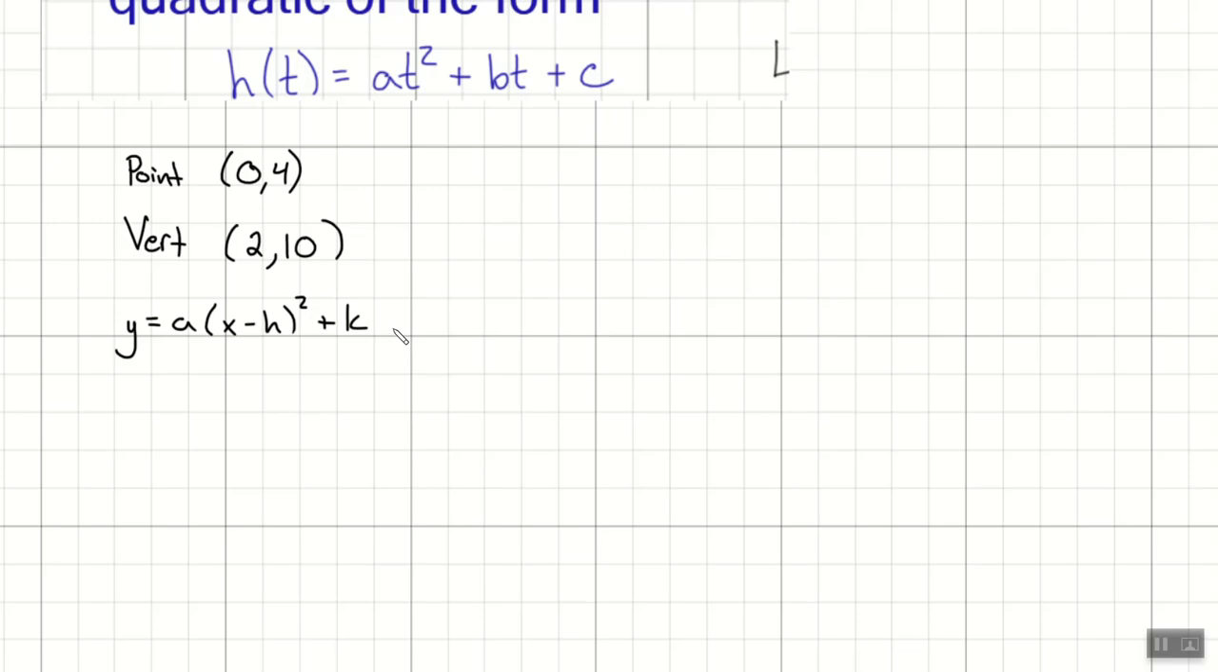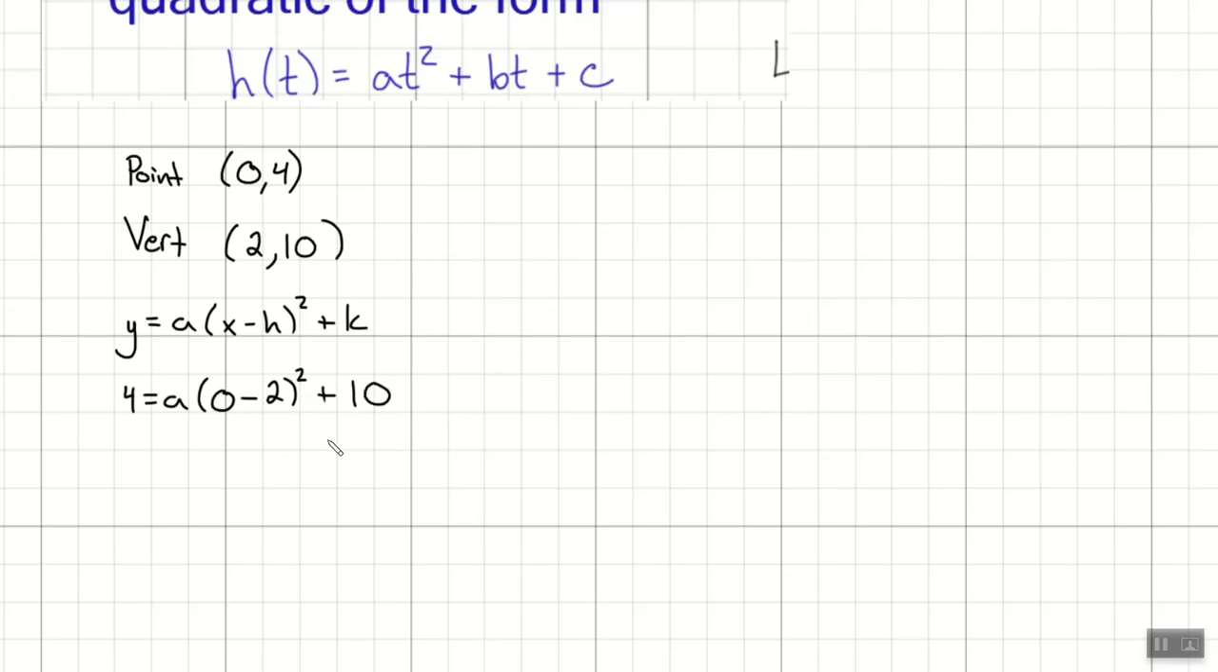Plug in x, y, h, and k. Get me the value of a, and we're going to meet back up. Okay, so when I'm doing this problem, I'm going to plug in x and y and h and k all in one line. What am I going to plug in for y? 4 equals, I don't know what a is yet. What am I going to plug in for x? 0 minus, what's h? 2. I'll square that whole thing, and I add 10.